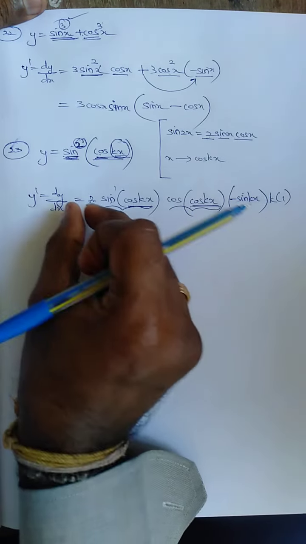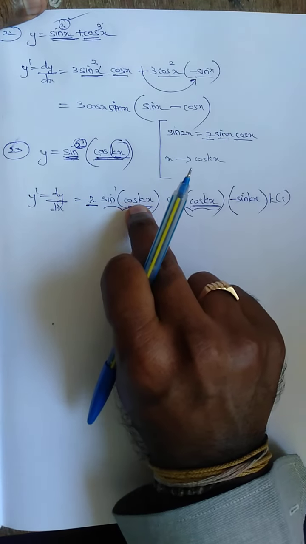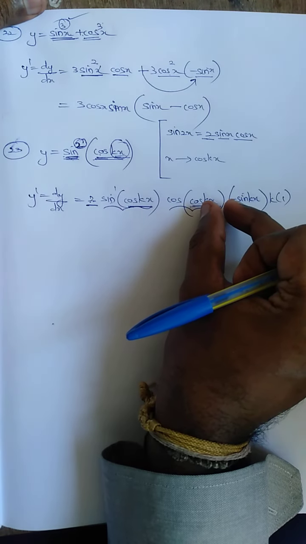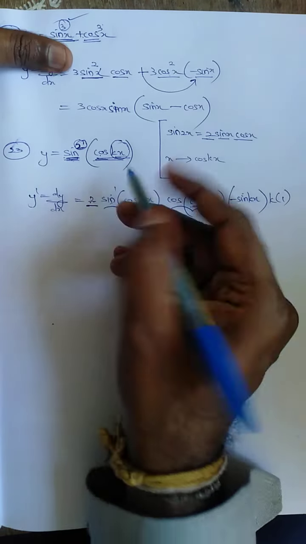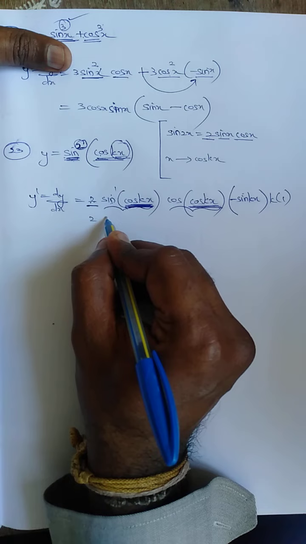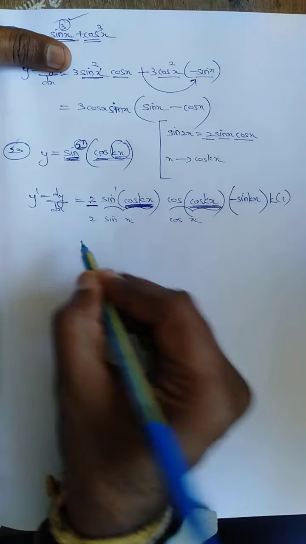Listen carefully. 2 sin x cos x. What is x here? Cos kx. This is cos kx, cos kx. If I want, I am ready to write the formula: 2 sin x cos x. The x is same, no? So you can apply the formula.